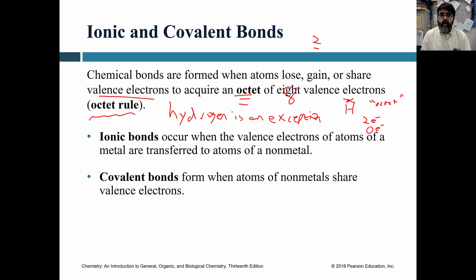Ionic bonds occur when valence electrons from a metal get transferred to a nonmetal. Since we're transferring electrons, it'll give the metal a positive charge and the nonmetal a negative charge, and if we're transferring multiple electrons, they'll end up with multiples.